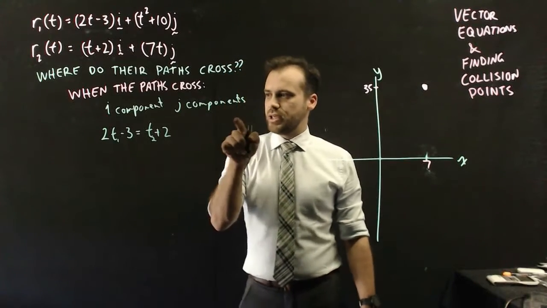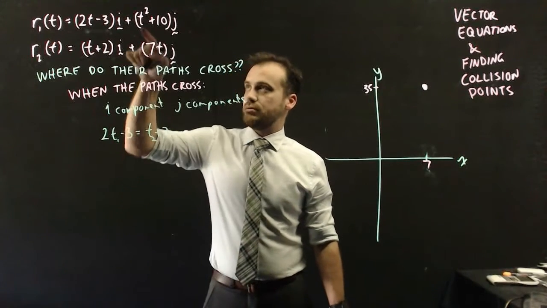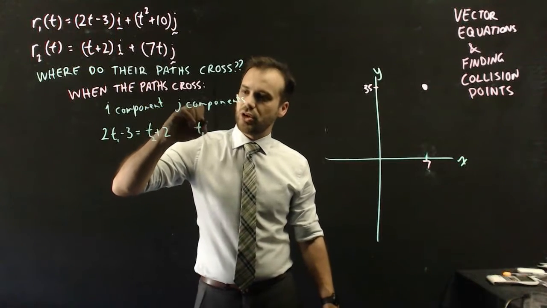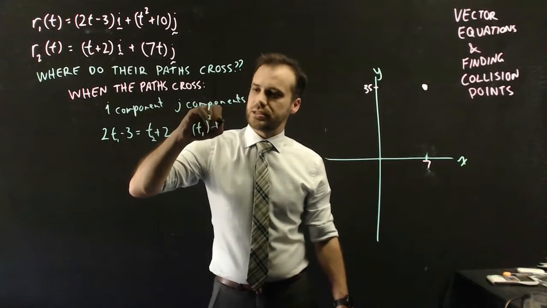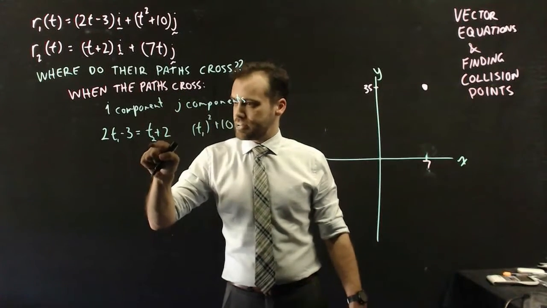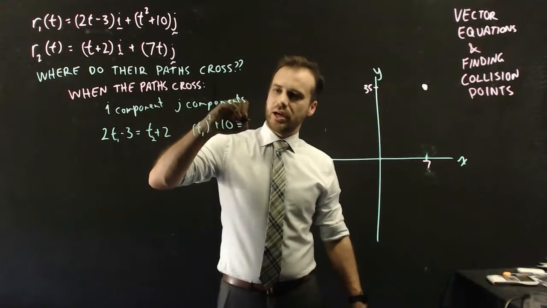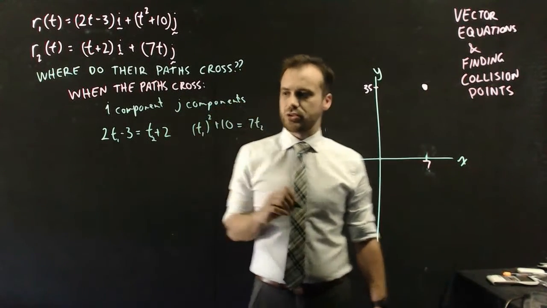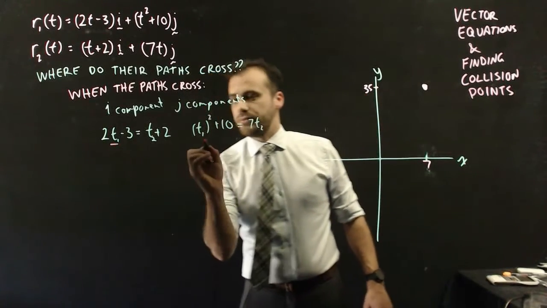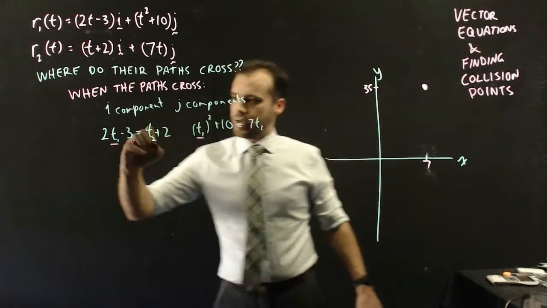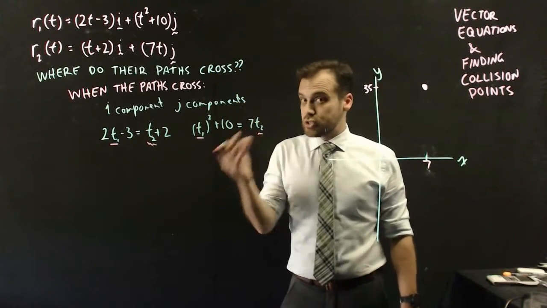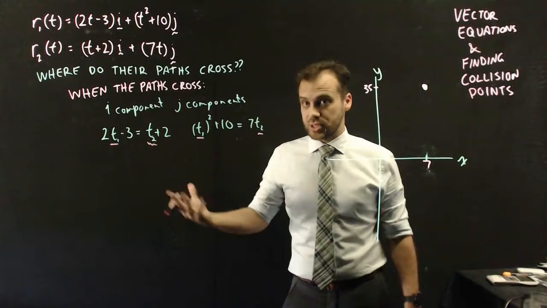And similarly here, whatever this time is, I can sub it into my first equation. So say that it's time 1 squared plus 10. And that will need to be equal to the second time, some other time, 7t subscript 2. And so now what I have is two variables, t1 and t2, and two equations. So I can solve those two equations simultaneously.